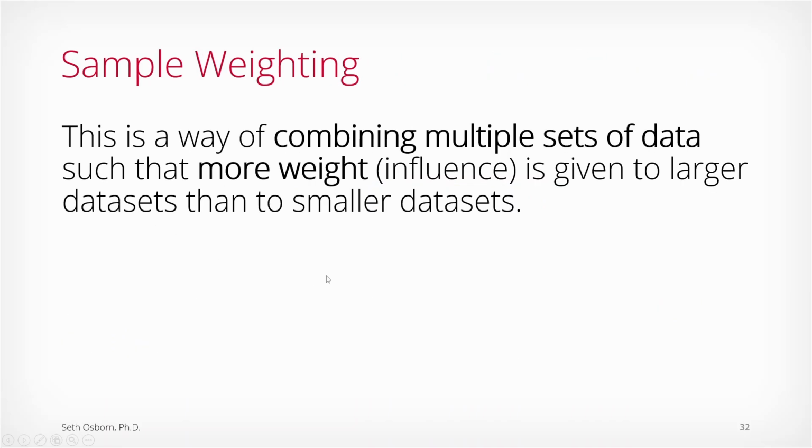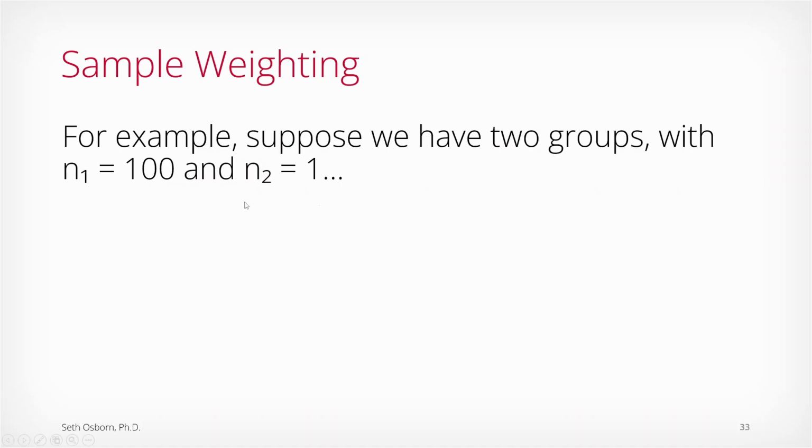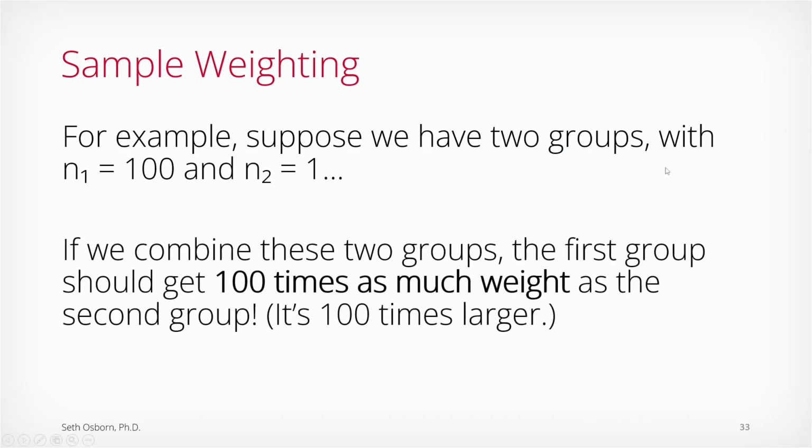So sample weighting is a way of combining multiple sets of data such that more weight is given to larger data sets than is given to smaller data sets. So for example, imagine we've got two groups. Let's say we've got 100 observations in the first group and 1 observation in the second. So a size of 100 and a size of 1. If we combine these two groups, the first group should get 100 times more weight than the second group because the first group is 100 times larger than the second group.